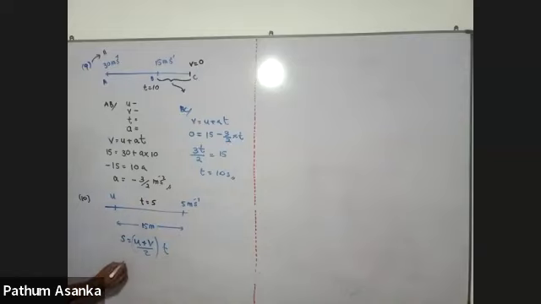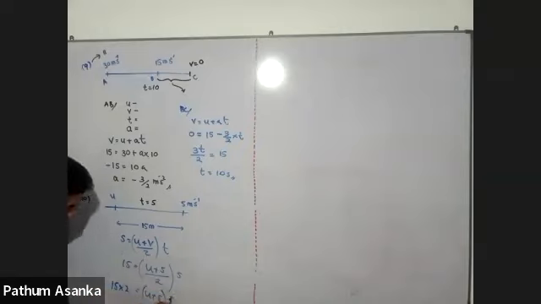By substituting these values into this equation, you can derive the value for u, right? Then, students, if you take this 2 to the other side, it comes to the other side with multiplication, isn't it? And this 5 comes to this side with division.